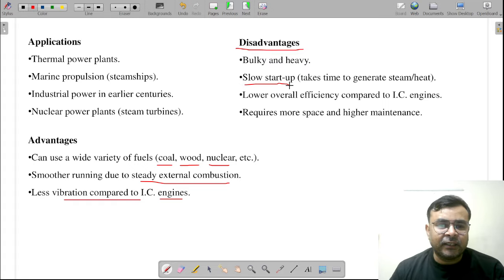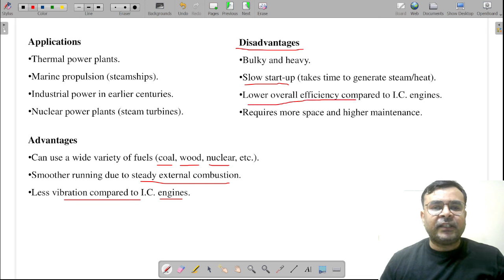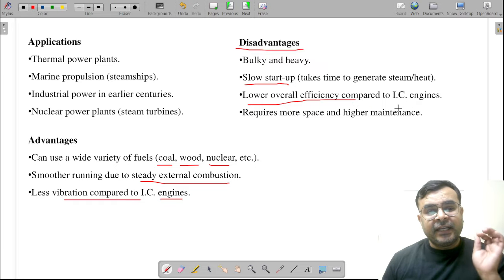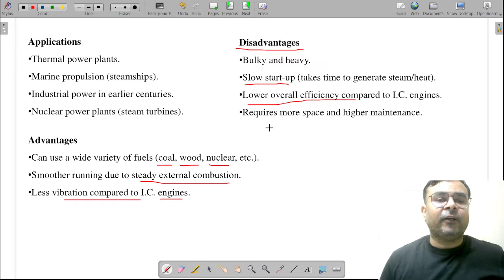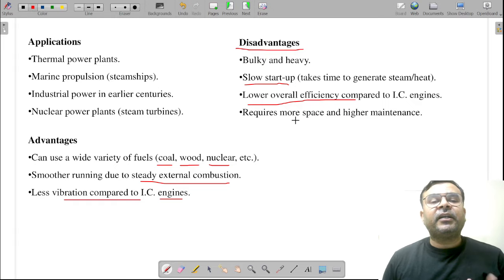Obviously, if you burn the coal, then the heat generation rate will be slower. Is that right? That's why this engine is slower, and has lower overall efficiency as compared to the ICE engine. Its overall efficiency is very low, around 20%. So it means 80% of energy is completely wasted.